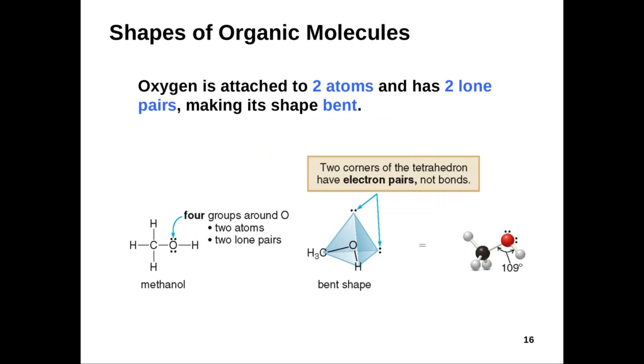Oxygen does the same thing. So when oxygen has 2 lone pairs of electrons, they basically act as 2 additional groups, giving it a distinct shape as well.